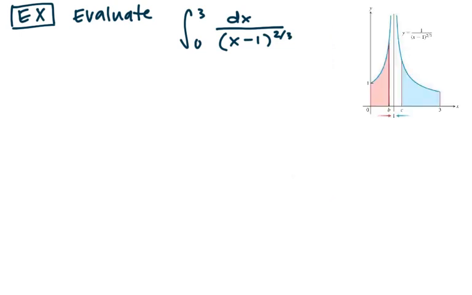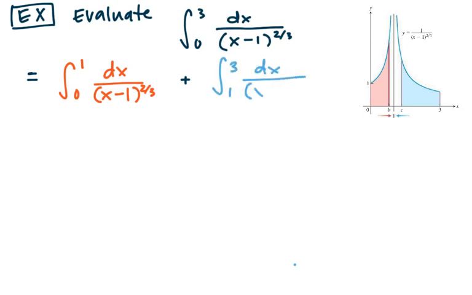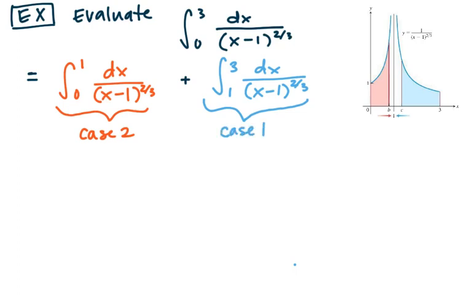So I'm going to set this up, and I'll say here that this integral, when I split this, is equal to the integral from 0 to 1 of dx over (x minus 1) to the 2/3 plus the integral from 1 to 3 of dx over (x minus 1) to the 2/3. So we have case 2 of our definition for type 2 improper integrals, and then as well we have case 1.